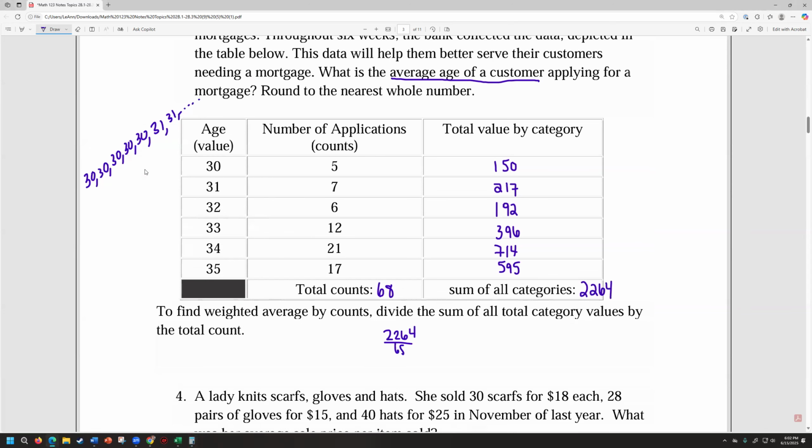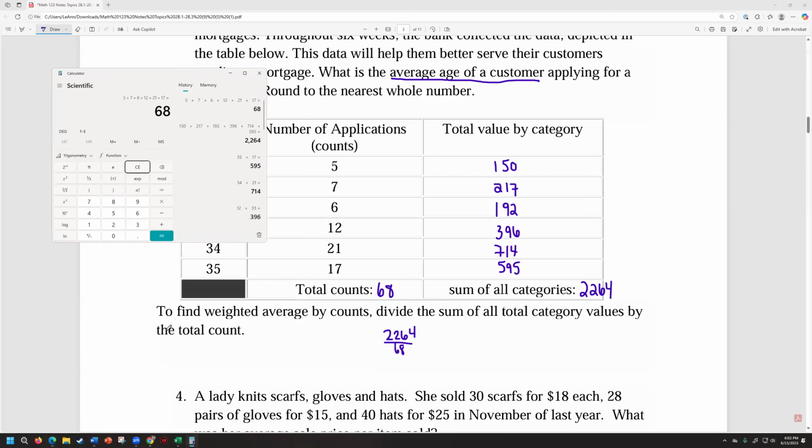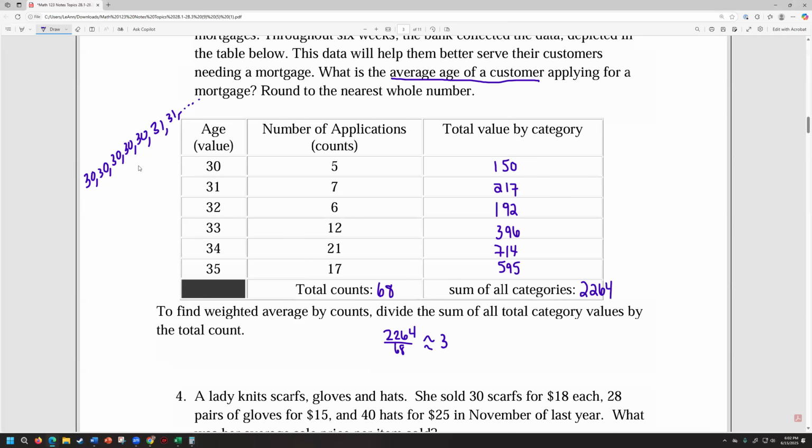So this is the average by counts. Okay. So 2264 divided by 68. It's going to be roughly, did they tell us? Yeah, round to the nearest whole number. So this is 33.2. I'm not looking at the 9 right now, but we're looking at rounding to the whole number. So that's the 3. If you look behind it, it's a 2. A 2 does not bump up a 3. So this would be roughly 33 years old per applicant.